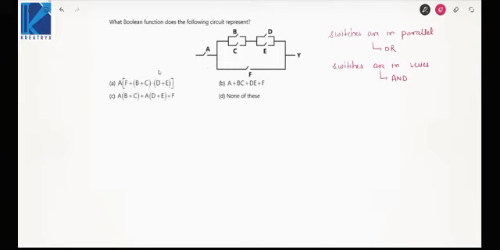So now first of all, B and C are in parallel, so B plus C. D and E are in parallel, D plus E. But these parallel combinations are connected in series, so AND operation. F is in parallel, plus F. And A is in series with the entire combination, so this will be equal to Y. So that is A. Okay, so the answer would be A. B plus C into D plus E plus F multiplied by A.